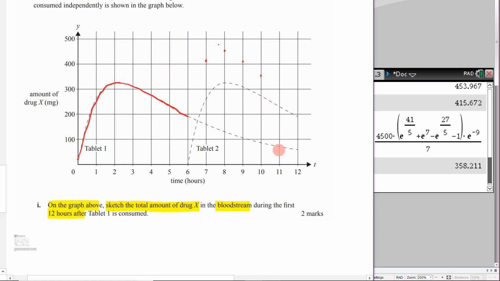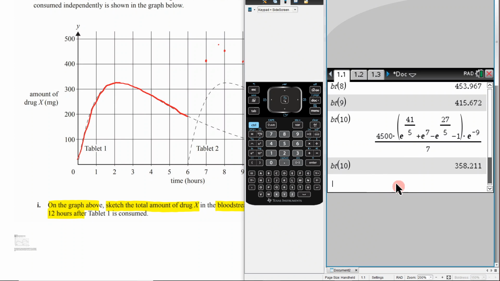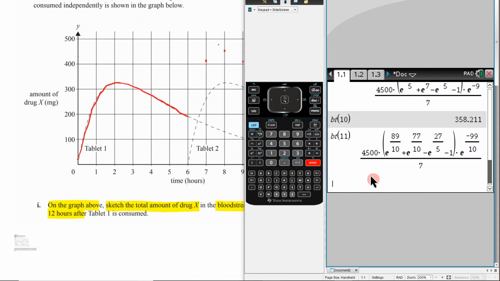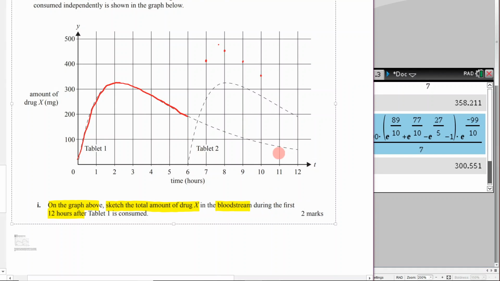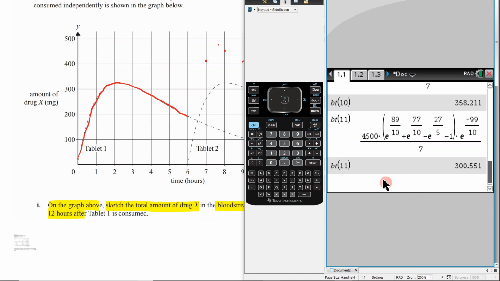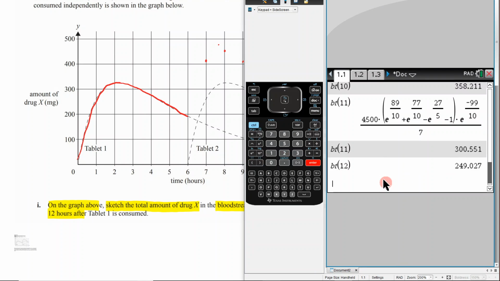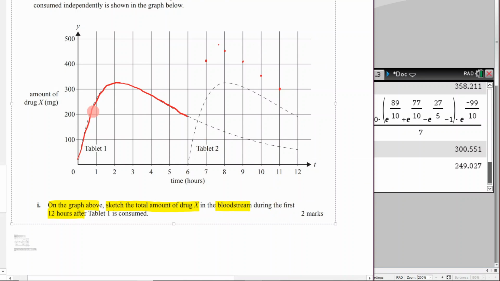And then if I was just to guess the next ones, I want to do it properly. It's going to be BT of 11. I keep doing that. I forget to hit control enter. 300. BT of 11 is going to be about 300. It's a bit more, but basically going to be there. And then last but not least, BT of 12. Don't forget to go control enter, 249. So 249 is going to be about halfway. So that means it's going to go up.